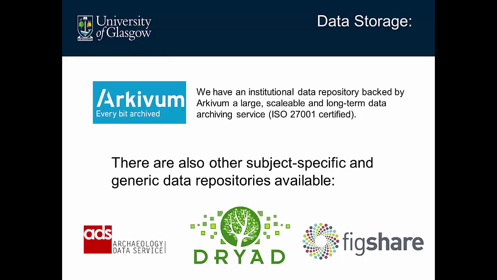I've already mentioned that at Glasgow we have Enlighten Research Data, which is our institutional data repository. This is currently backed by secure commercial data storage, which holds 2 copies of the data in mirrored data centres at 2 different locations, and a 3rd copy in escrow. Archivum, which is the company that we currently use, guarantee that data stored with them is 100% recoverable for 25 years.